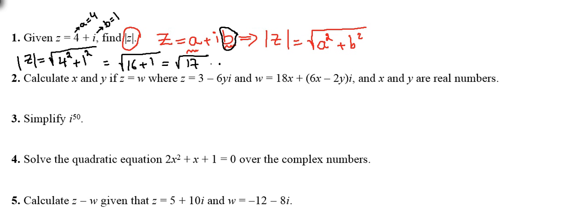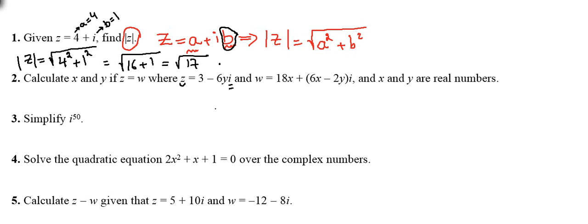Number 2. Calculate x and y if z equal w. Let's see what is z and what is w. z is simply 3 minus 6yi. What do we mean by that? z equal 3 minus 6yi. This means it's a plus ib form, so it's a complex number, right? z is a complex number.